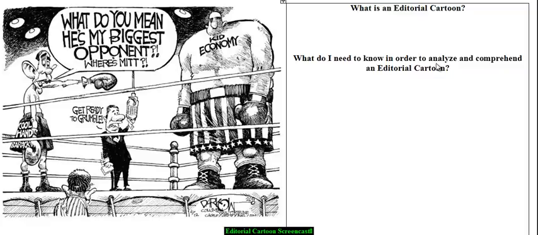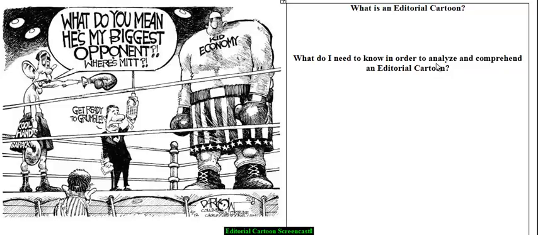Hello and welcome to this lesson about editorial cartoons. First, we're going to start off by taking a look at what an editorial cartoon is. Then we're going to take a look at some of the key features that all editorial cartoons contain. Then we'll move on to look at a specific editorial cartoon, and we'll use that specific editorial cartoon to complete the cartoon analysis worksheet as a class.